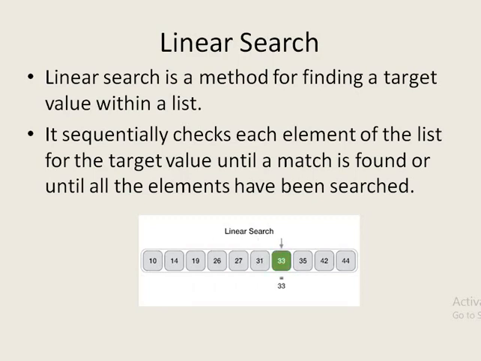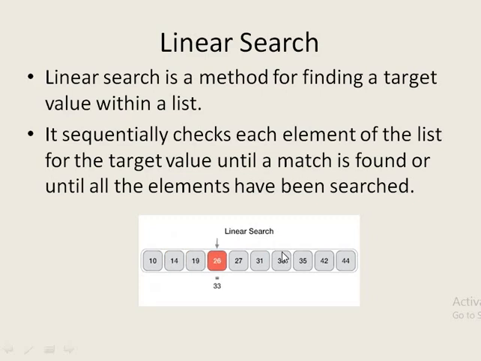Then it moves to the next one, that is 14. 14 also does not equal 33. Then it moves to the third element, 19. 19 also does not match 33. So it moves to the next position, that is 26. And this process is continued until it reaches this particular position, that is 33.